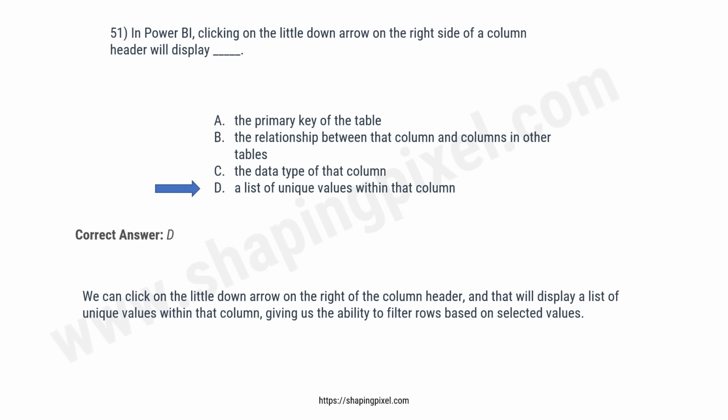We can click on the little down arrow on the right of the column header, and that will display a list of unique values within that column, giving us the ability to filter rows based on selected values.